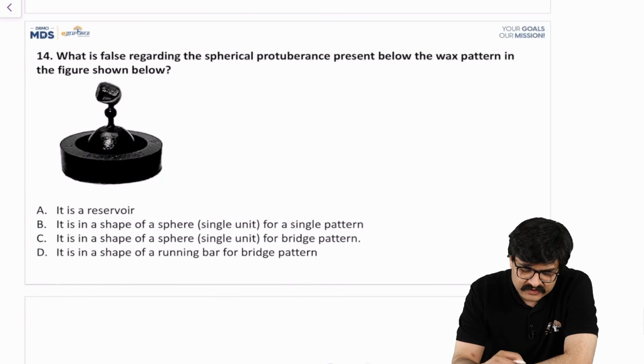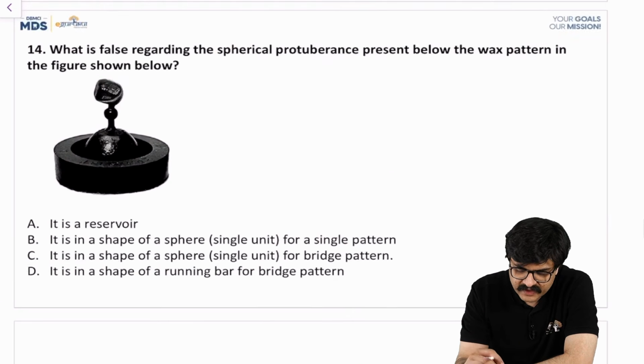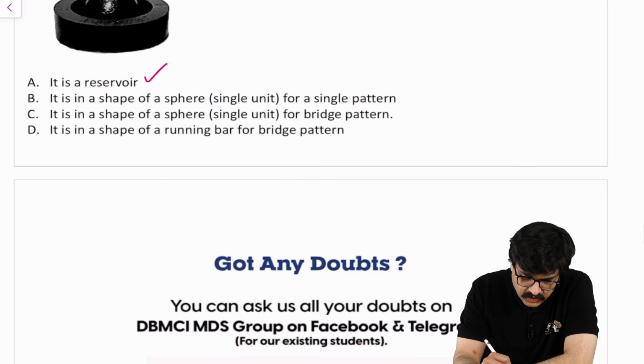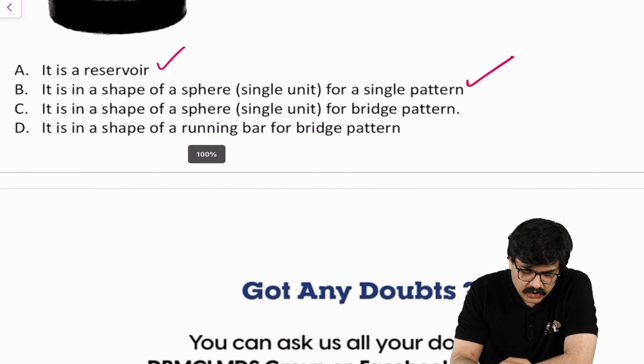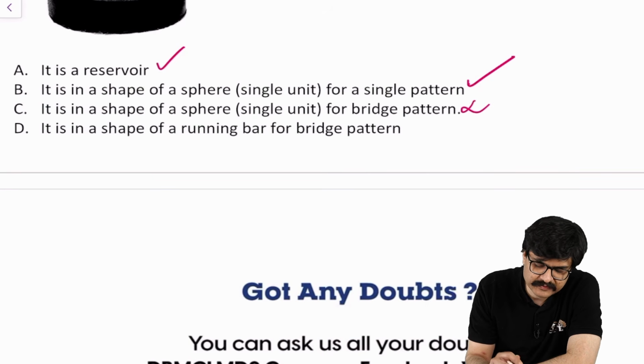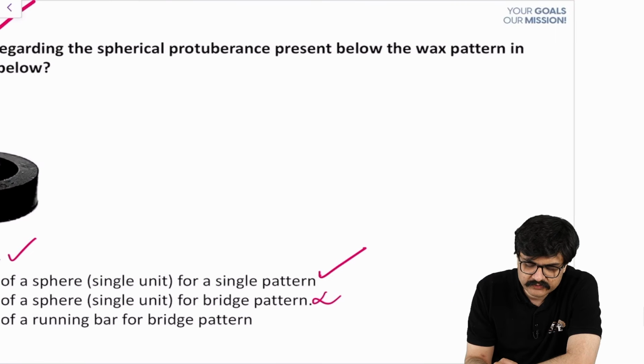So based on this knowledge, let us see the options, and what they've asked is the false statement. So it is a reservoir, that's true. It is in the shape of a sphere for a single pattern, that's also true. It is in the shape of a sphere for a bridge pattern, that's false. It is in the shape of a runner bar for a bridge pattern, that is actually also false.